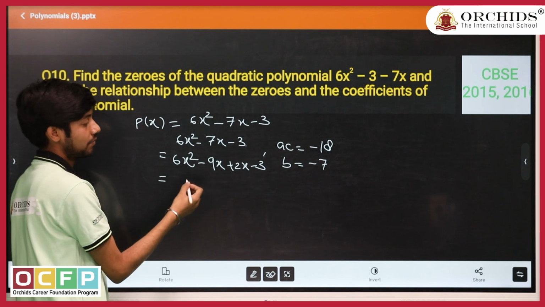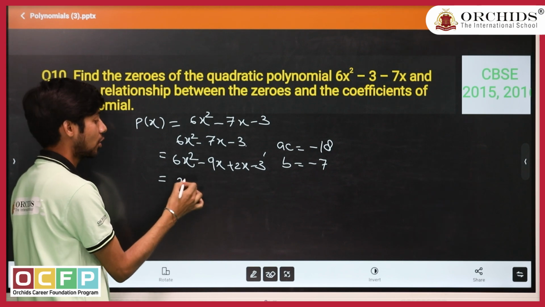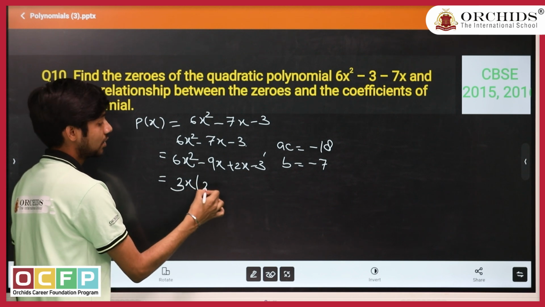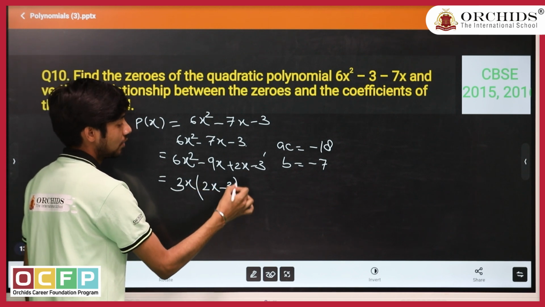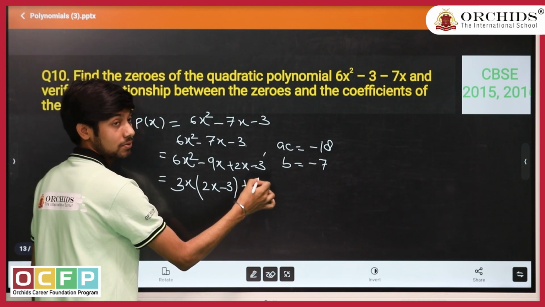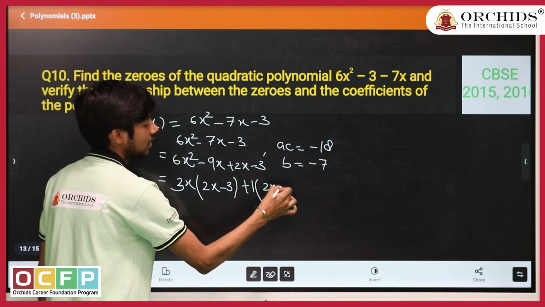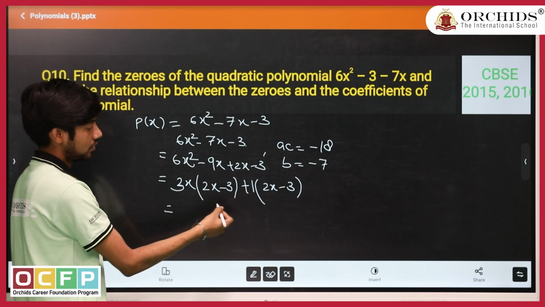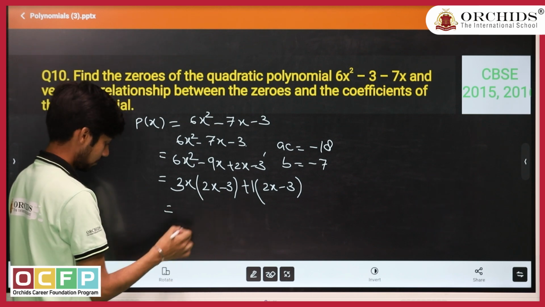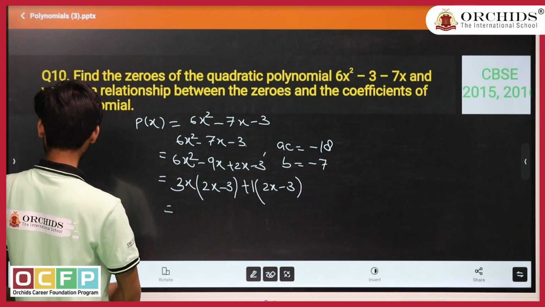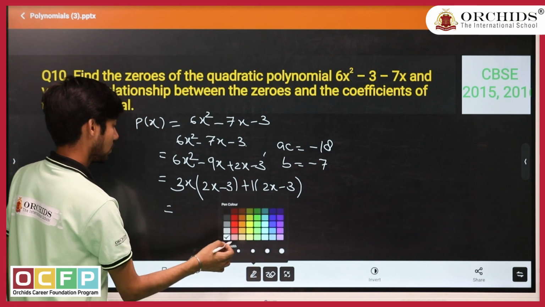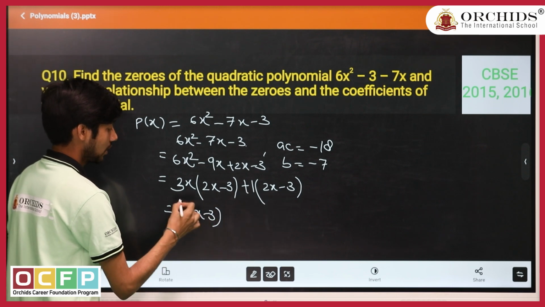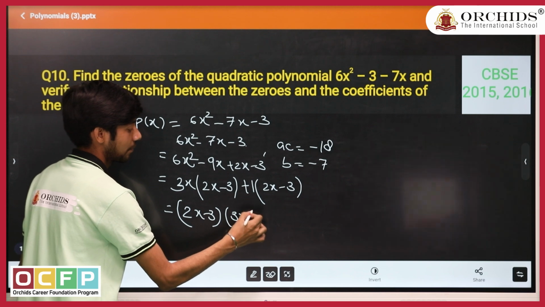What is common here? We can see that 2x is common. So what will be left? Sorry, 3x is common. So we can write it as 2x minus 3. What is common here? 1 is common. So we can write 2x minus 3. Now in both the terms we can see 2x minus 3 is common and 3x plus 1 is left.